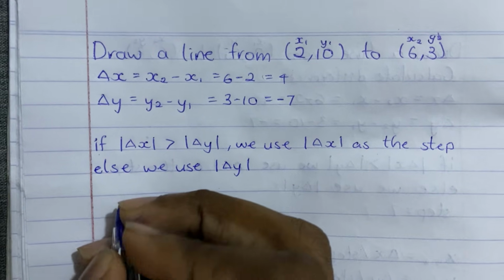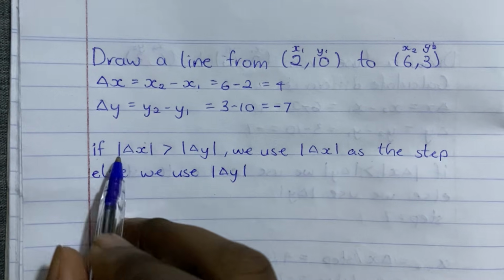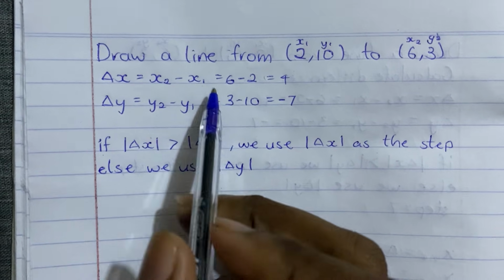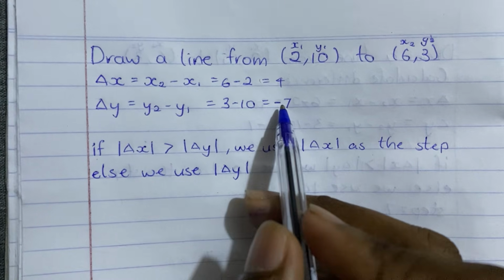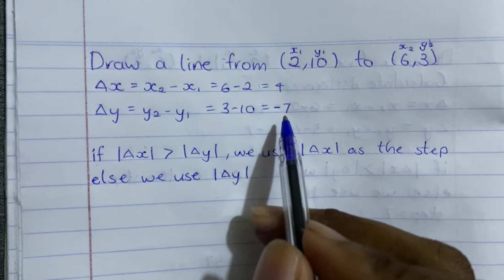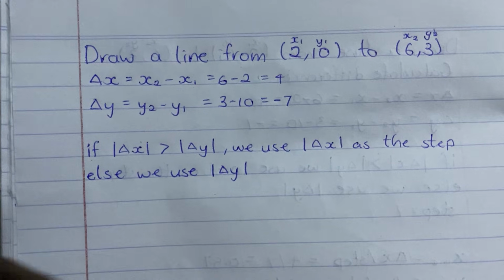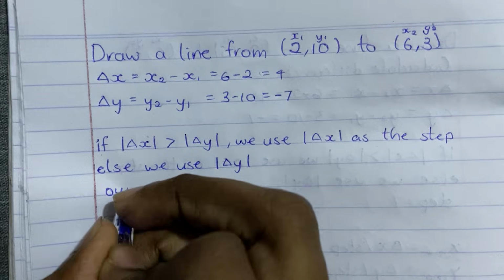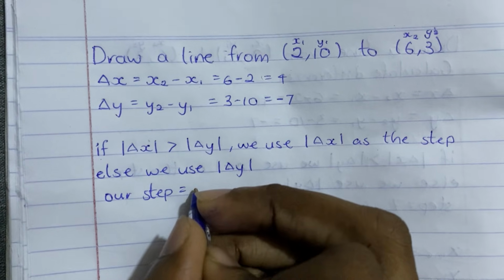So there's a fancy way of saying that we are going to compare the value of dx and the value of dy and omit the negative sign. We can see that 7 is greater than 4. We omit the negative, we don't care about it. So our step equals 7.